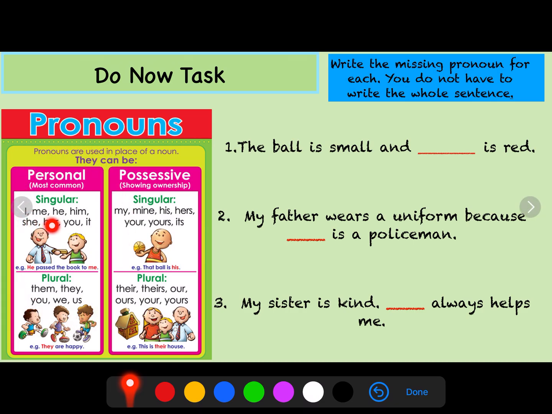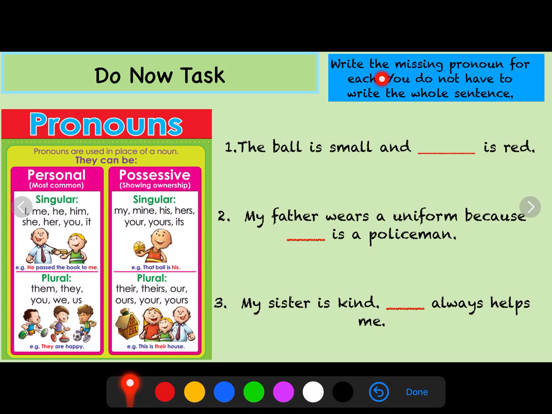I, me, he, him, she, her, you, it. Them, they, you, we, and us. These are called plural pronouns. This is when we're talking about more than one person. Pronouns can also show that someone owns something. My, mine, his, hers, your, yours, its. Or they can show that more than one person owns something. Their, theirs, our, ours, your, yours.